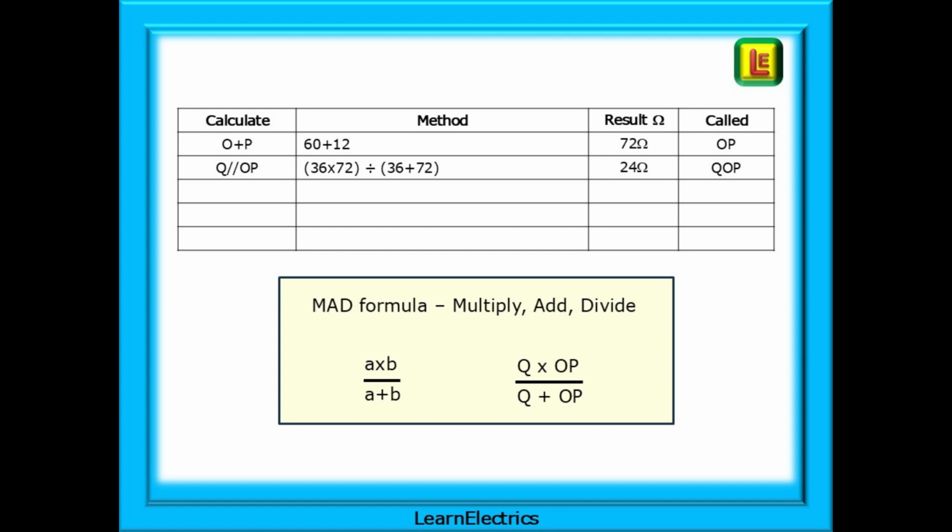So we have Q multiplied by OP on the top, then Q added to OP on the bottom, and then the top row divided by the bottom row. The advantage is that you can keep adding resistors and recalculating, as we shall see. There is another method, and we will leave a link to that particular video in the description to this video.